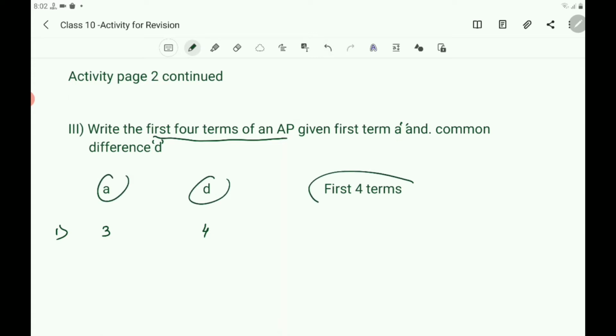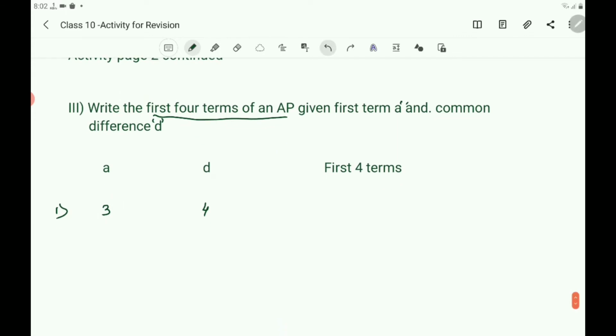What you have to find out? We have to find the first four terms. And how will you get the first four terms? First term is already given, that is nothing but A. A means first term. And D is the fixed number that we have to add to get the next term. Here, if 4 is added to the first term, you will get the second term. Again, if 4 is added to the second term, you will get the third term. And again, if 4 is added to the third term, you will get the fourth term.